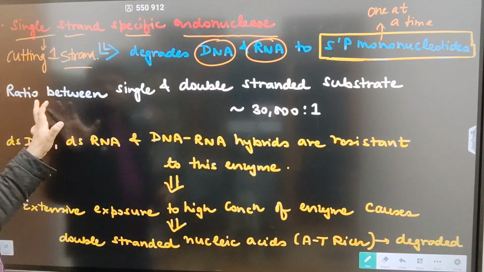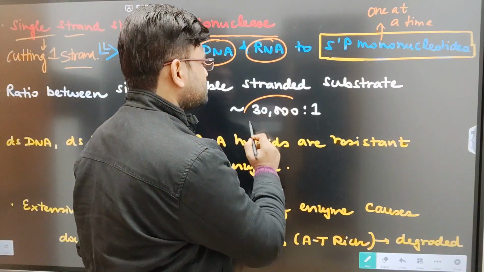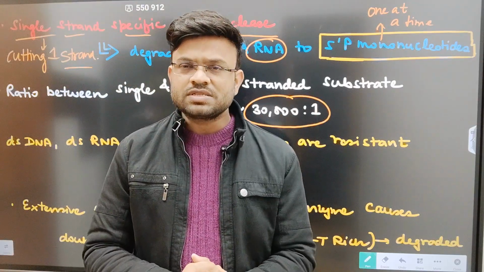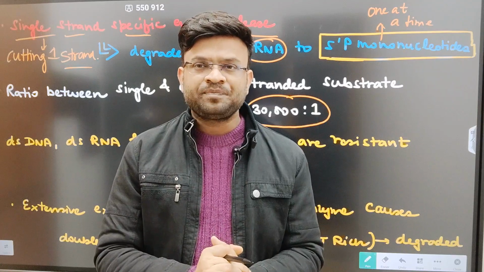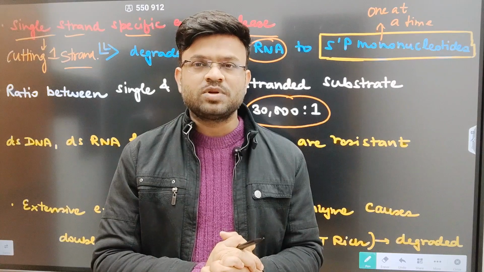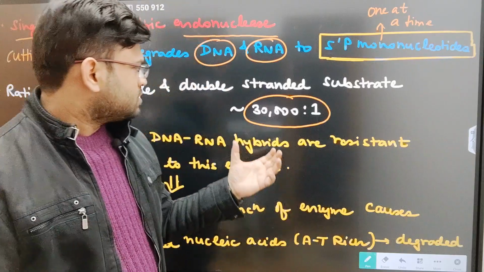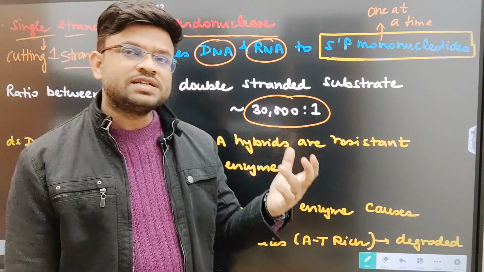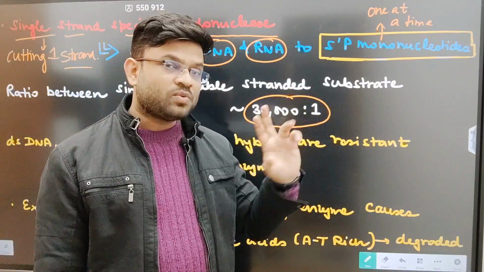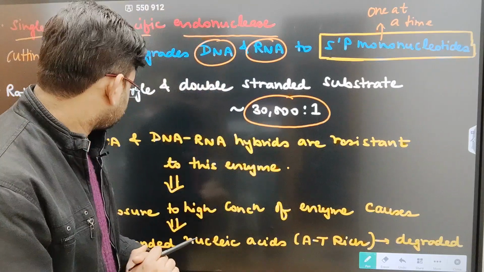Now, another thing is that the ratio between single and double stranded substrates is 30,000:1. Now, why have I given this data? I have given this data to emphasize the fact that single stranded DNA or RNA would always be preferred over double stranded DNA or RNA when the enzyme is going to cut. So that means 30,000 single stranded DNA or RNA molecules will be cut, and in that ratio only one would be cut in the double stranded orientation.